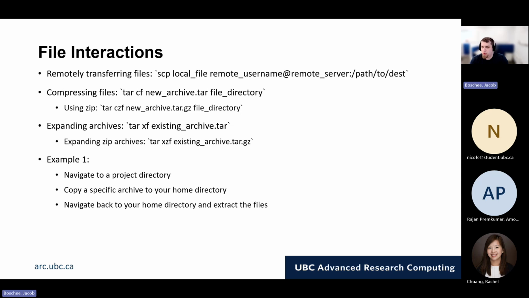Now, if we'd like to also apply compression to it, we can use the Z flag. So it would be tar czf. And this flag applies basic zip compression. So we'd have an output file, and we're going to call it the new archive.tar.gz. And that's just a common convention to denote that this file is compressed with zip. And then similarly, again, we'd have a file directory that we'd like to compress.